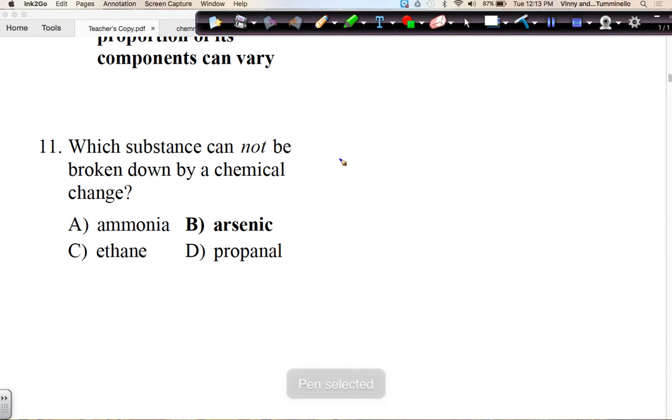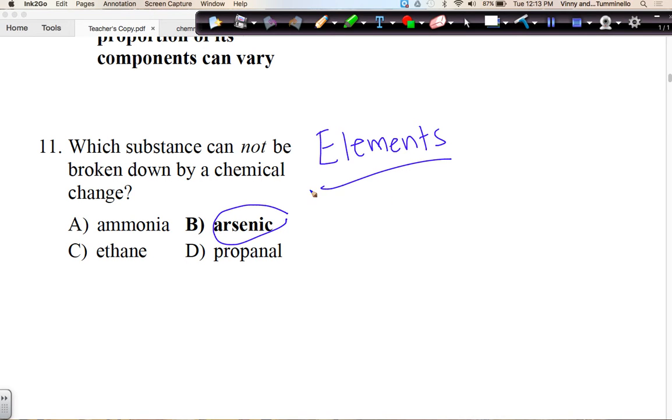Which substance cannot be broken down by a chemical change? The things that cannot be broken down by chemical change are elements, and arsenic is an element on the periodic table. Ammonia, ethane, and propanol are all going to be compounds.